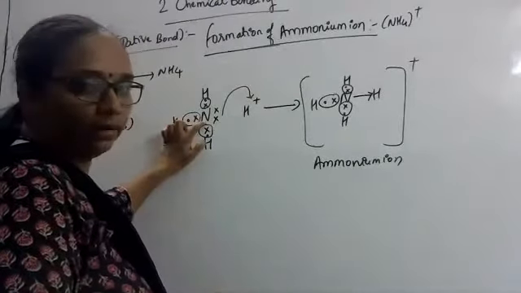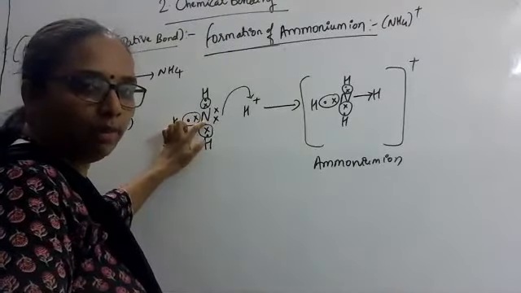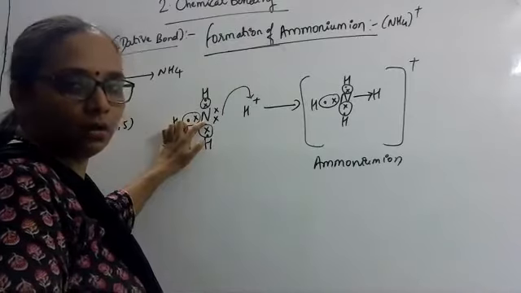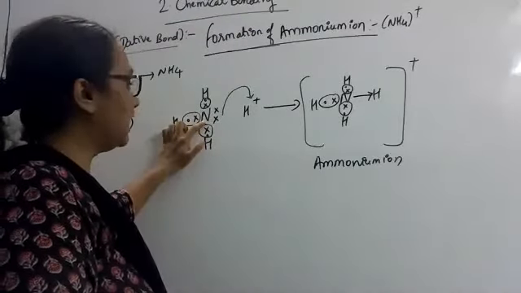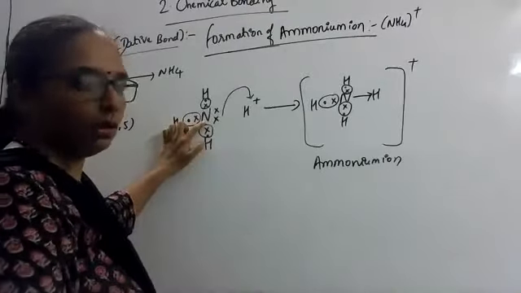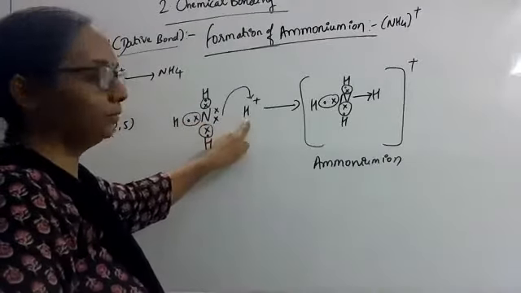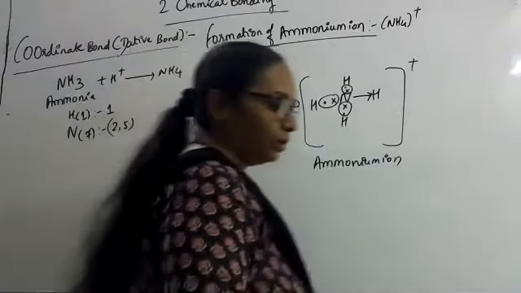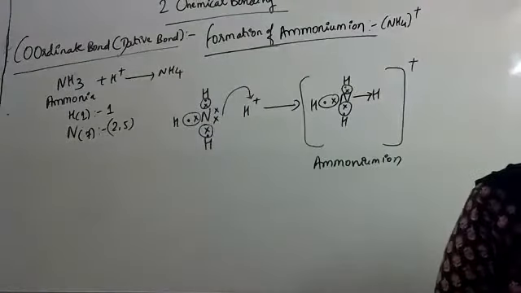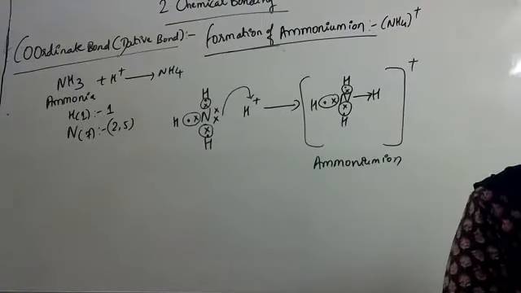When the sharing of electrons is done only by nitrogen. Okay, when the sharing of electrons is done only by one atom, in this case it is nitrogen. Hydrogen is not sharing electrons with the hydrogen ion, only nitrogen is sharing. So such a type of bond is called a coordinate bond or a dative bond.